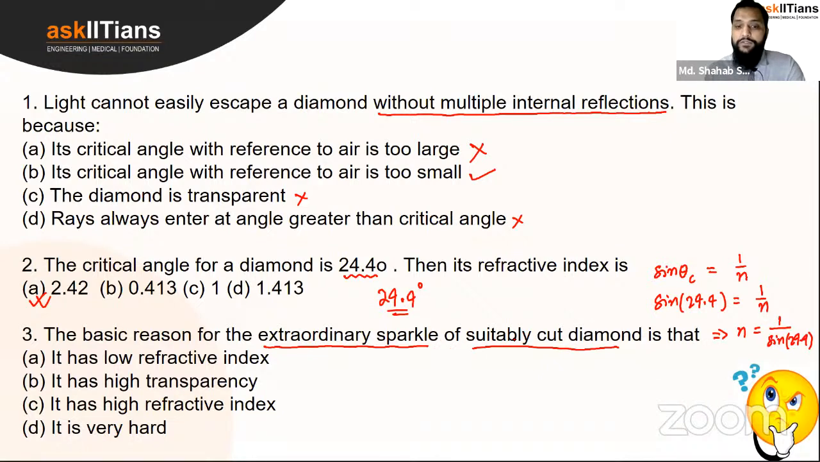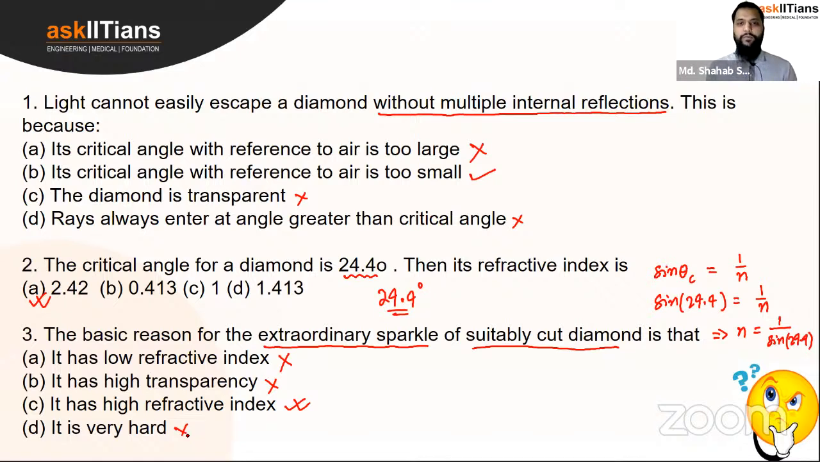The extraordinary sparkle of a suitably cut diamond is that it has low refractive index. No, diamond has high refractive index. No, it has high transparency. As I already told you, transparency has nothing to do with TIR, right? It has high refractive index. Yes, this is the correct answer. It is very hard, doesn't make any sense.